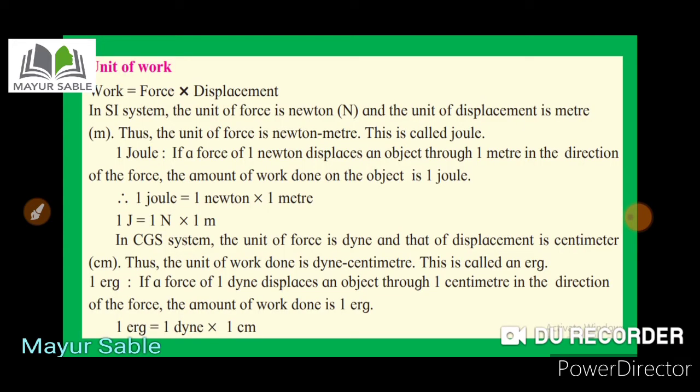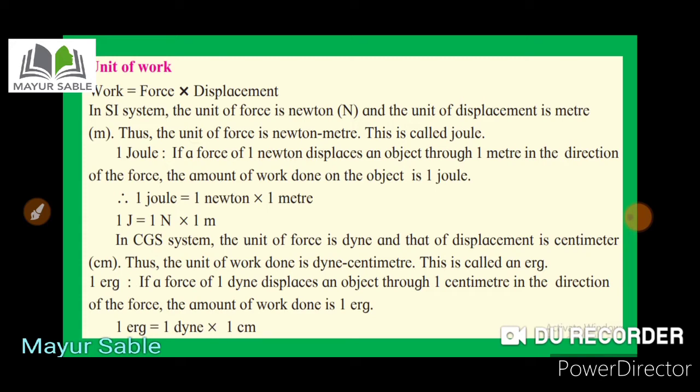Remember, as yesterday we saw, work is nothing but the product of force and displacement. So, in the SI system, the unit of force is Newton and the unit of displacement is meter. Therefore, the unit of work is Newton meter, and remember, the Newton meter is called a joule.